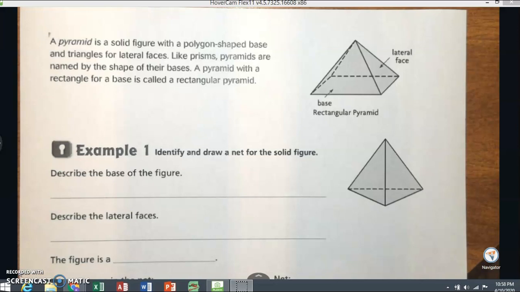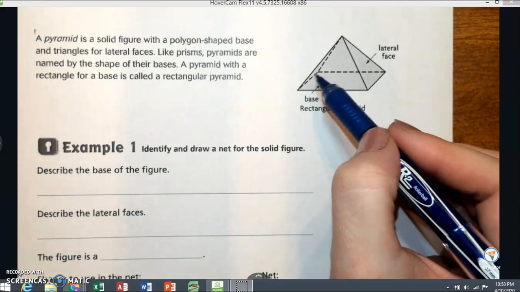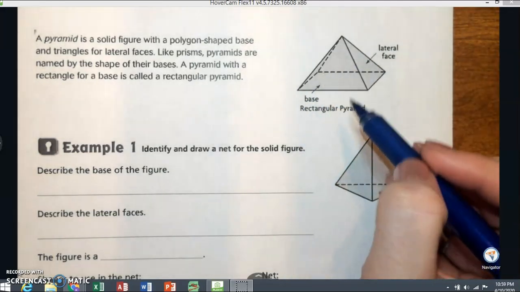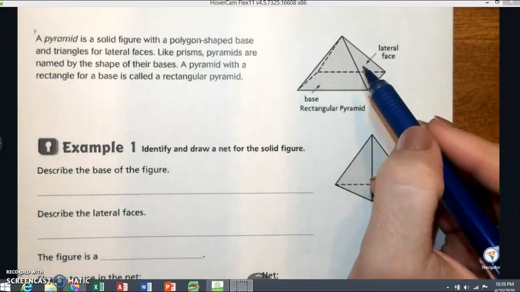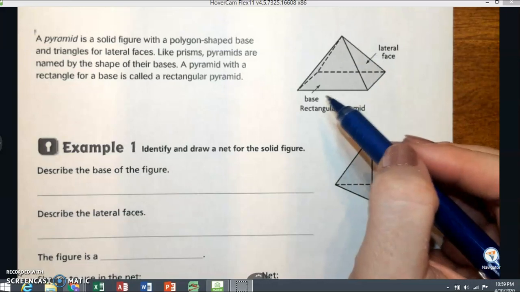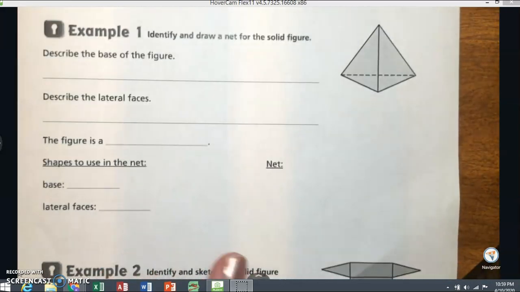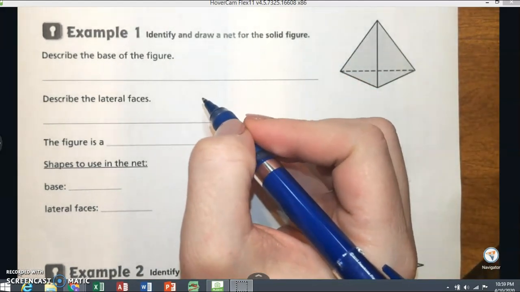So a pyramid with a rectangle for a base is called a rectangular pyramid. So again, the base is right here. Notice another thing that's different about prisms and pyramids, other than the fact that the lateral faces are triangles instead of rectangles, is that we only have one base instead of two, because a pyramid will come to a point.